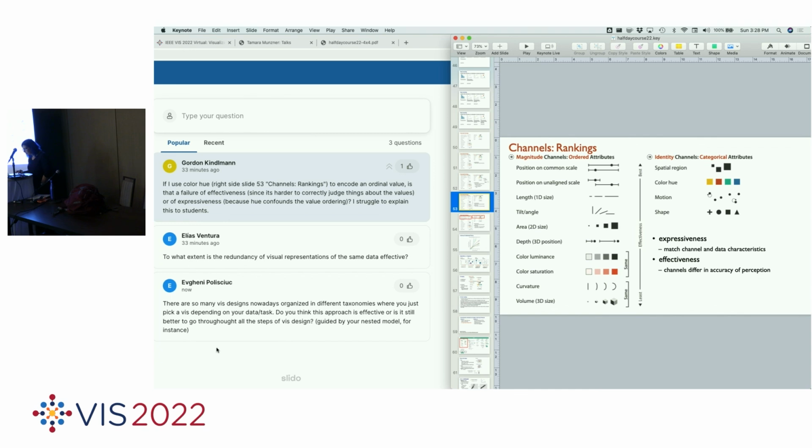Yevgeny asks, there are so many viz designs nowadays organized in different taxonomies where you just pick a viz depending on your data and task. Do you think this approach is effective, or is it still better to go through all the steps of viz design?